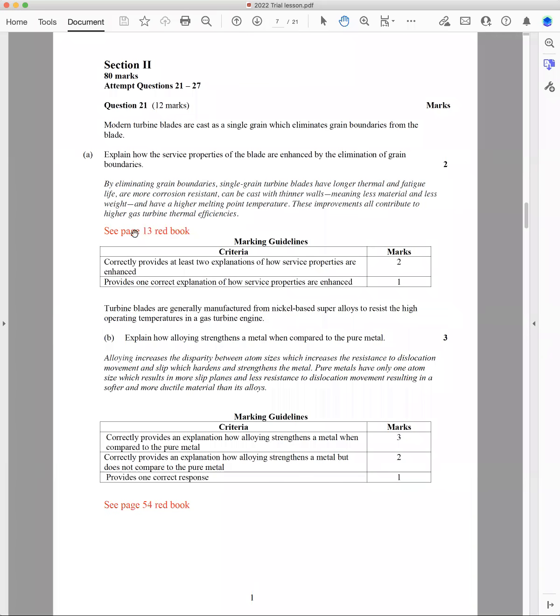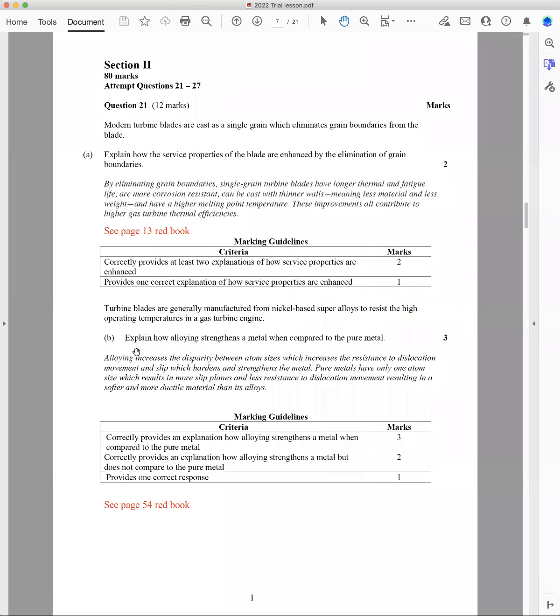You'll see the effect of grain boundaries. Not on turbine blades, but you'll see the results of having grain boundaries. Turbine blades are generally manufactured from nickel-based superalloys to resist the high operating temperature in a gas turbine engine. Explain how alloying strengthens a metal when compared to the pure metal. And this is well explained in the Red Book, page 54.